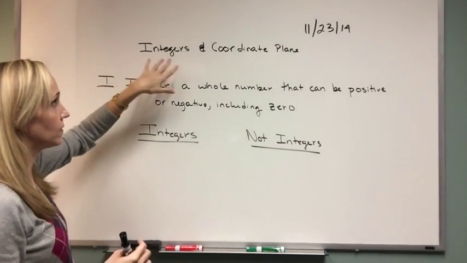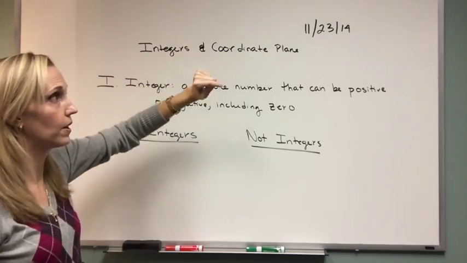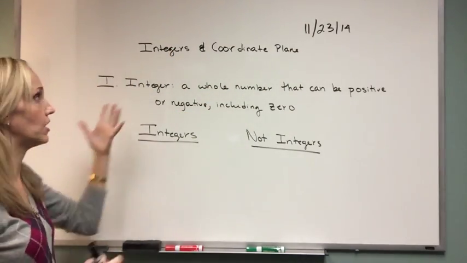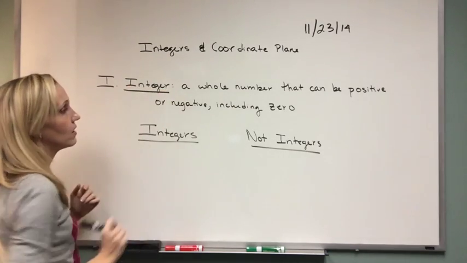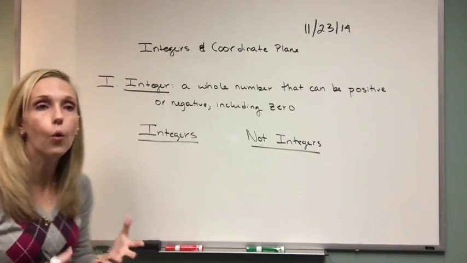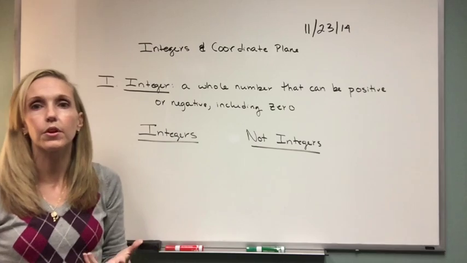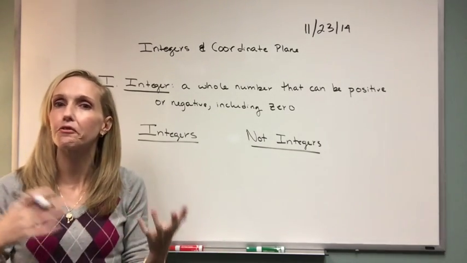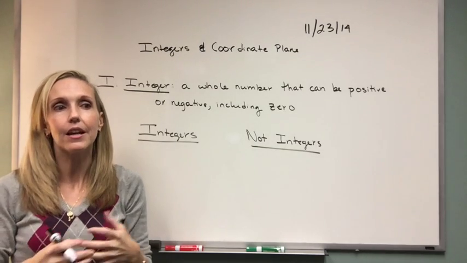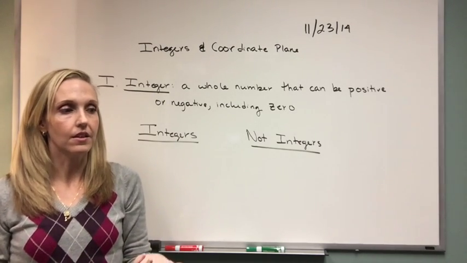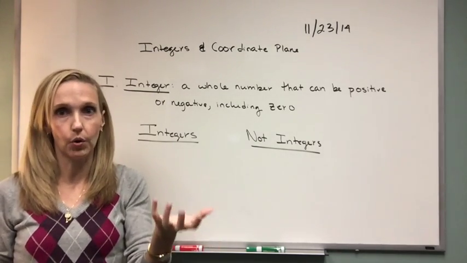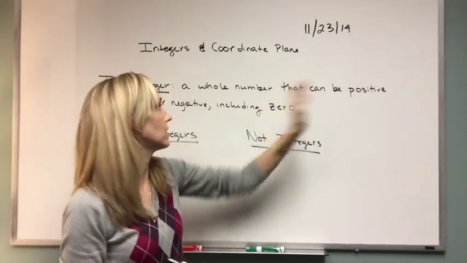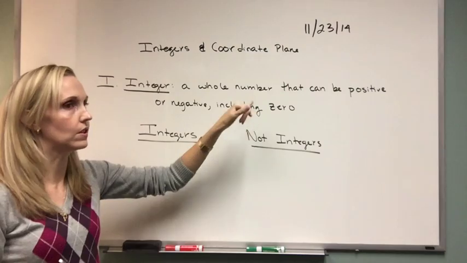So our title for the notes is integers and coordinate plane. Please put your date. And the first thing we're going to do is define what an integer is. Go ahead and underline it. An integer is a whole number, and by a whole number we mean 3 or 12 or 102. It's not a fraction, it doesn't have a decimal, it's not point anything, it's something we can hold in our hand. I can hold a whole apple in my hand. So it's a whole number that can be positive or negative, and it includes 0.